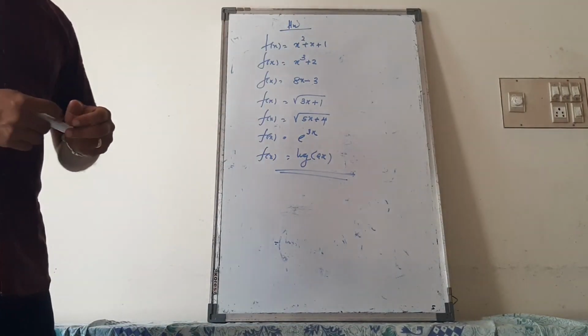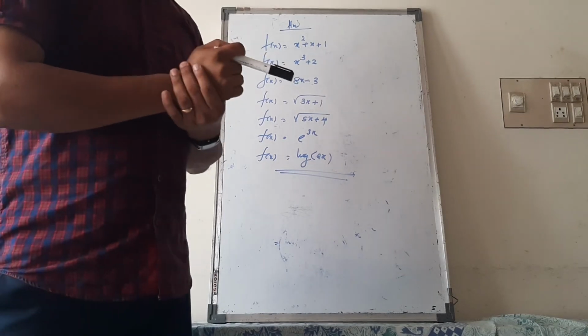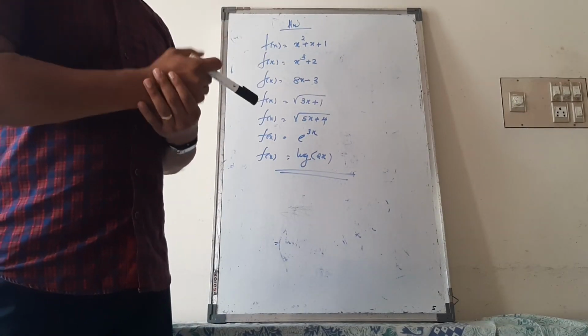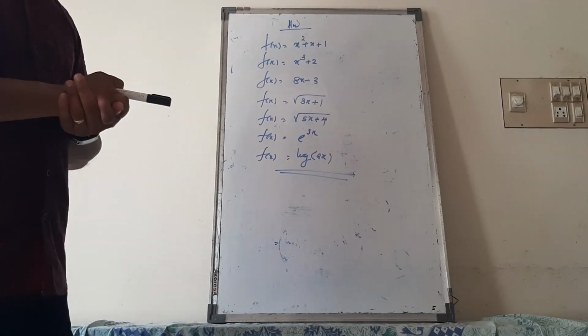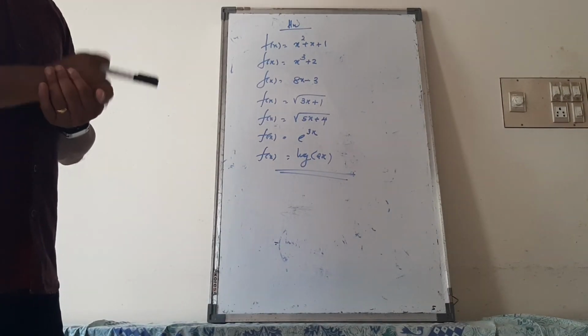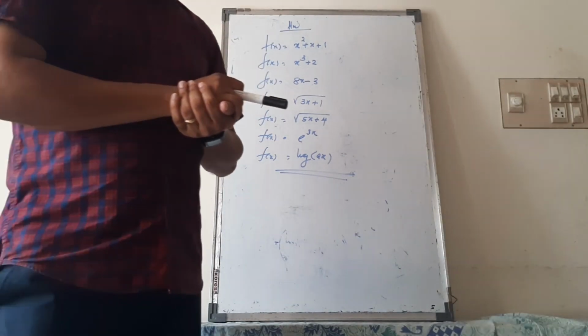Next class, we have to discuss finding the derivative of some trigonometric functions. Then we enter into the topic chain rule, implicit function. That's all.